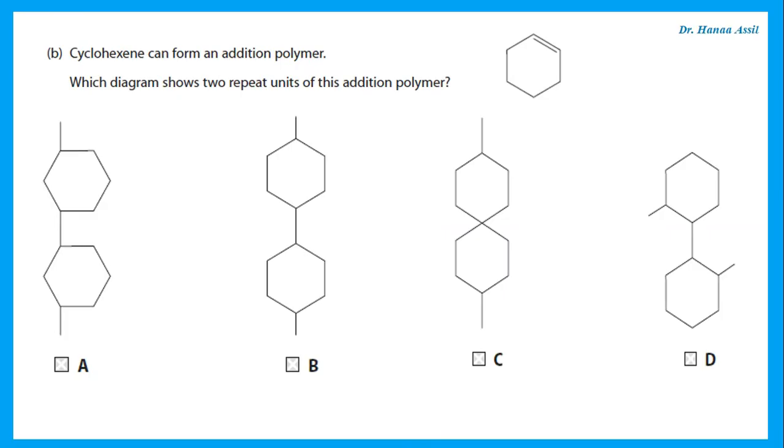Cyclohexene can form an addition polymer. Which diagram shows 2 repeat units of this polymer? Remember, if I have a double bond, an addition polymer means I'm going to add another unit to each of these carbons. So we have this double bond, we can remove it, make it into a single bond, and a bond on the right, a bond on the left, and I join that to another unit. So this looks like which of these? So obviously it looks like the choice in D.